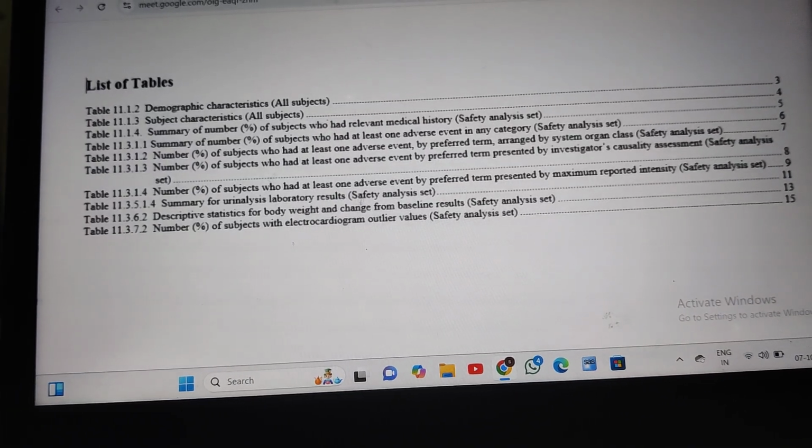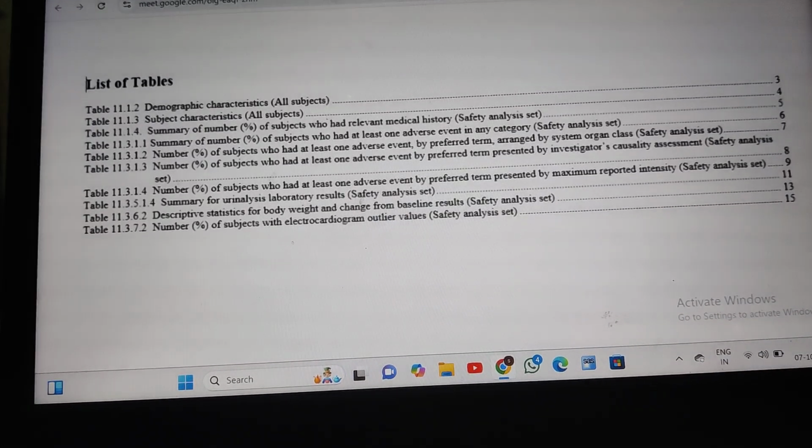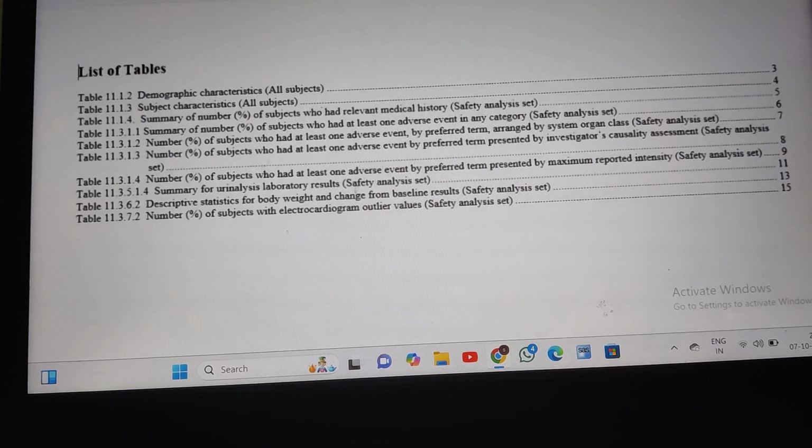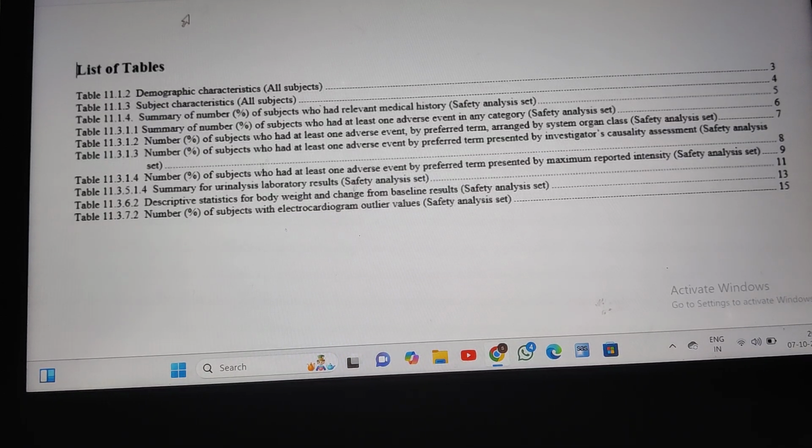Whenever you open the TLF shells, we can say TLF shells or mock shells, whatever it may be, both are the same. A few people will call it TLF shells and a few people will call it mock shells. So the shells look like this. Here is the list of tables. Basically, remember, the TLFs will be in only one document, though in real time we may have three different documents. Here, all the tables, listings and figures are in only one document, which is mentioned clearly in the table of contents.